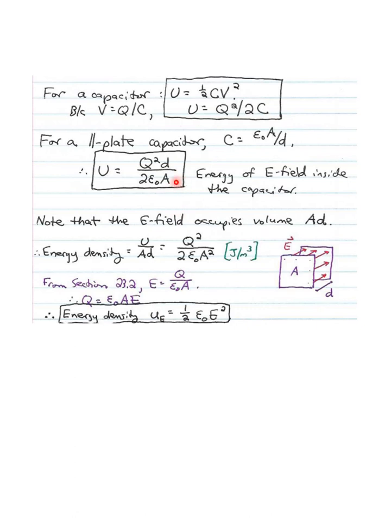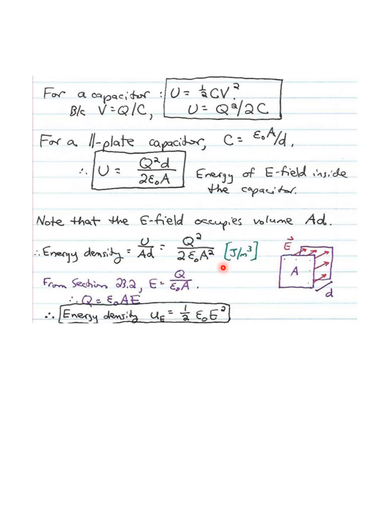Note that the electric field occupies the volume A times D. So imagine this cubic volume, the area times the distance. So the electric field, think of it as in a volume. So then we can talk about the energy density, which is actually joules divided by cubic meters. So we're going to take U over A times D, U over the volume, and we're going to replace U with this formula up top, Q squared D over 2 epsilon naught A. And it simplifies to the energy density is Q squared over 2 epsilon naught A squared.